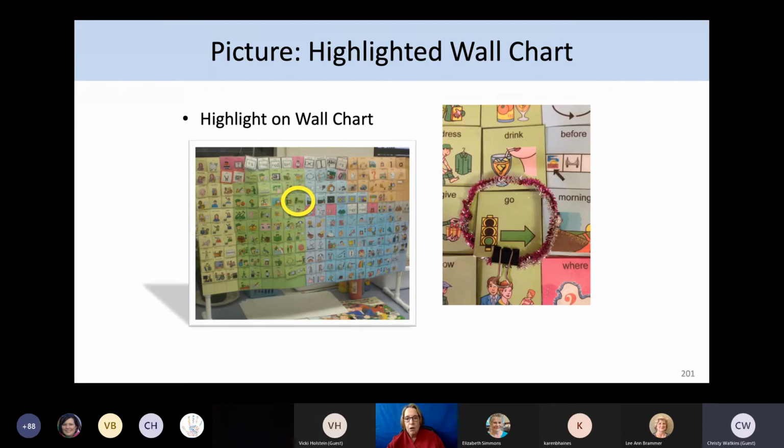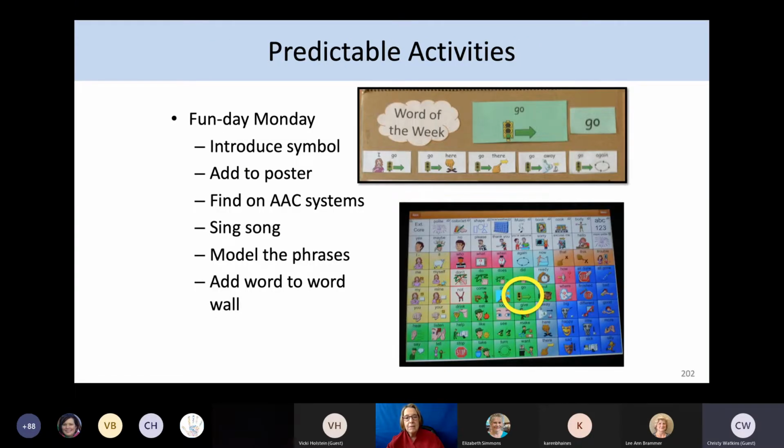We always have our wall chart, so we figure out how are we going to highlight it on the wall chart. And this teacher was using pipe cleaners that she just twisted around and with a bulldog clip highlighted that symbol that they were focusing on, the word go this week. And again, very predictable activities. So I'll walk you through our predictable activities.